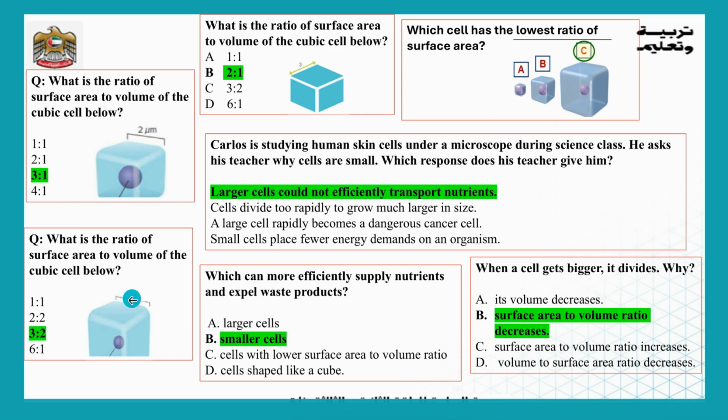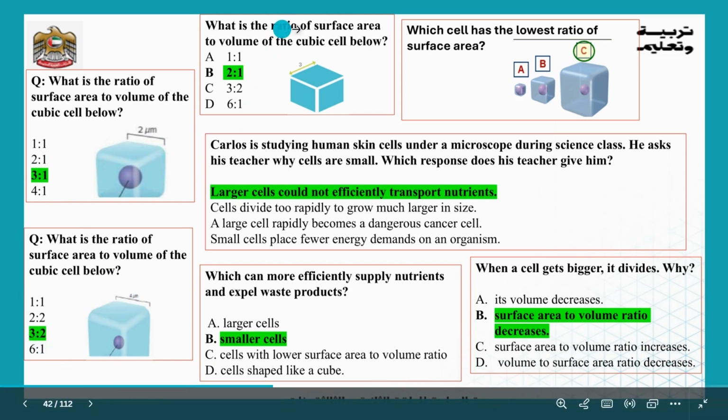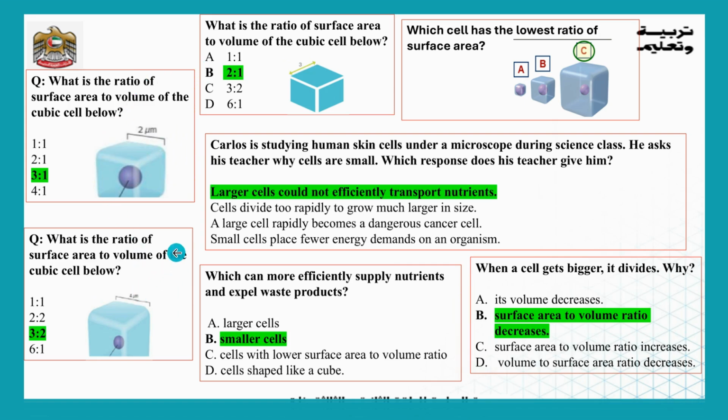Okay, here the side is 4, then the ratio is what? The side of the volume is 3. So you'll have to calculate. Definitely, there would be one question like that. Which cell has the lowest ratio of surface area to volume? As the size increases, the ratio will become less, smaller, decrease. So the third one, which is the largest in size, will have the lowest ratio.